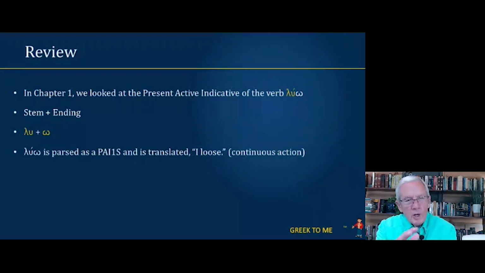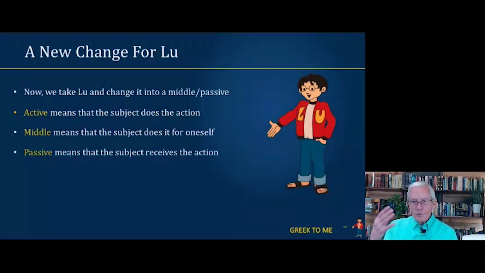In chapter 1, we looked at the present active indicative of the verb luo. Remember, we had a stem plus an ending. That's going to carry over to the present middle passive indicative. So we had a lu plus o. Luo is parsed as a present active indicative, first singular, and is translated as I loose, and that refers to continuous action.